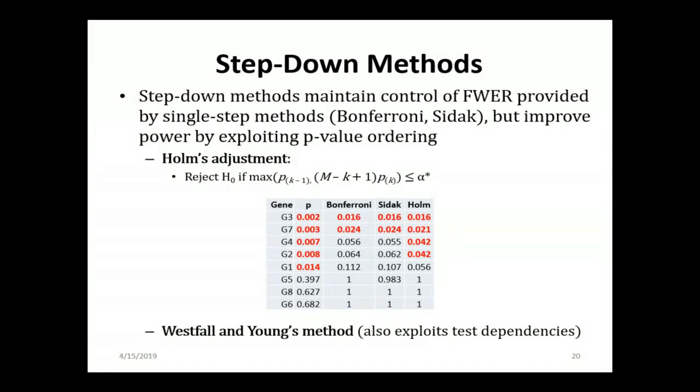Another method that's popular, especially in the high throughput setting, is Westfall and Young's method. I won't talk about that in detail, but essentially the advantage of that over the Holm procedure is that it takes into account the correlations between all the tests. So Holm is just taking into account the ordering of the p-values, but it's ignoring how the tests are correlated with each other. But Westfall and Young exploits that in order to achieve even slightly more power than Holm.